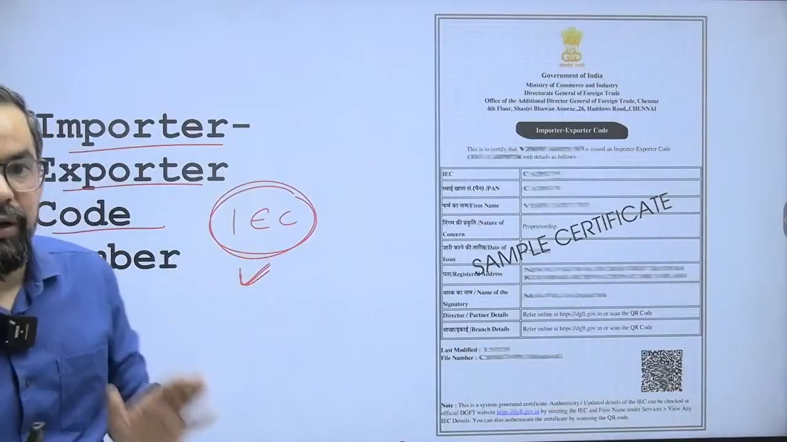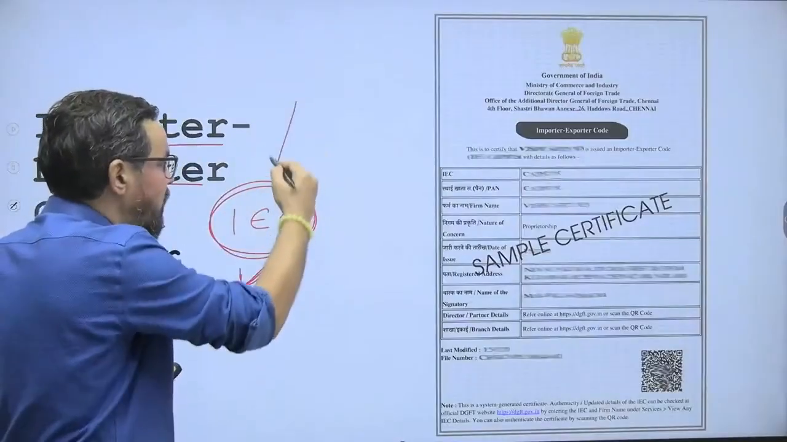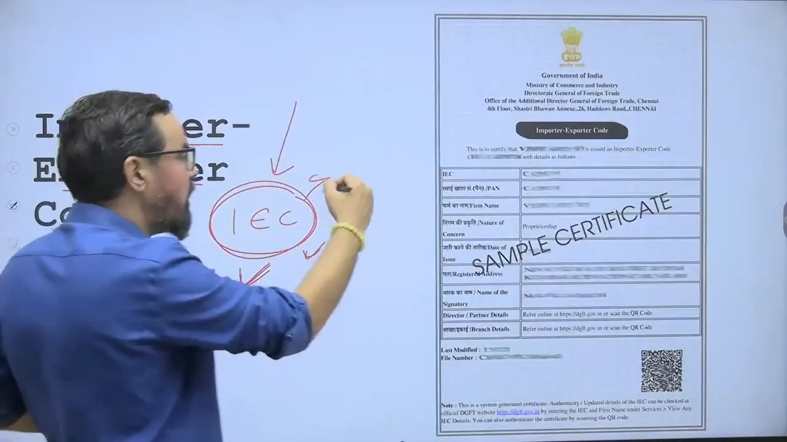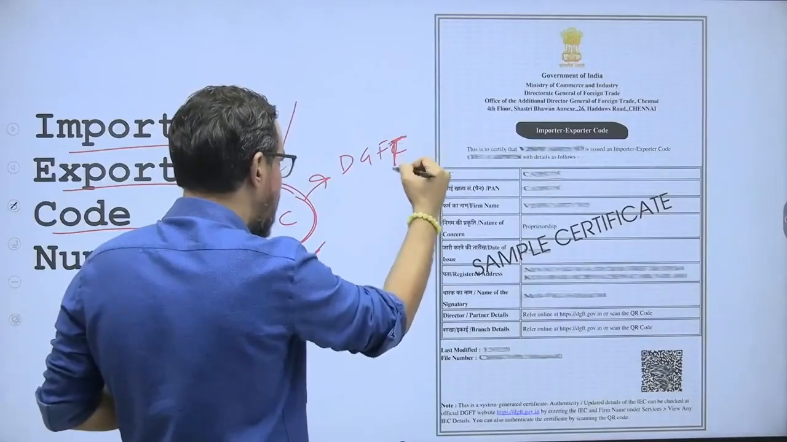Okay, every trade of yours, either import or export, will be linked with this particular one, and this is generally provided by DGFT. Okay, DGFT will issue this particular one, Director General of Foreign Trade, okay.